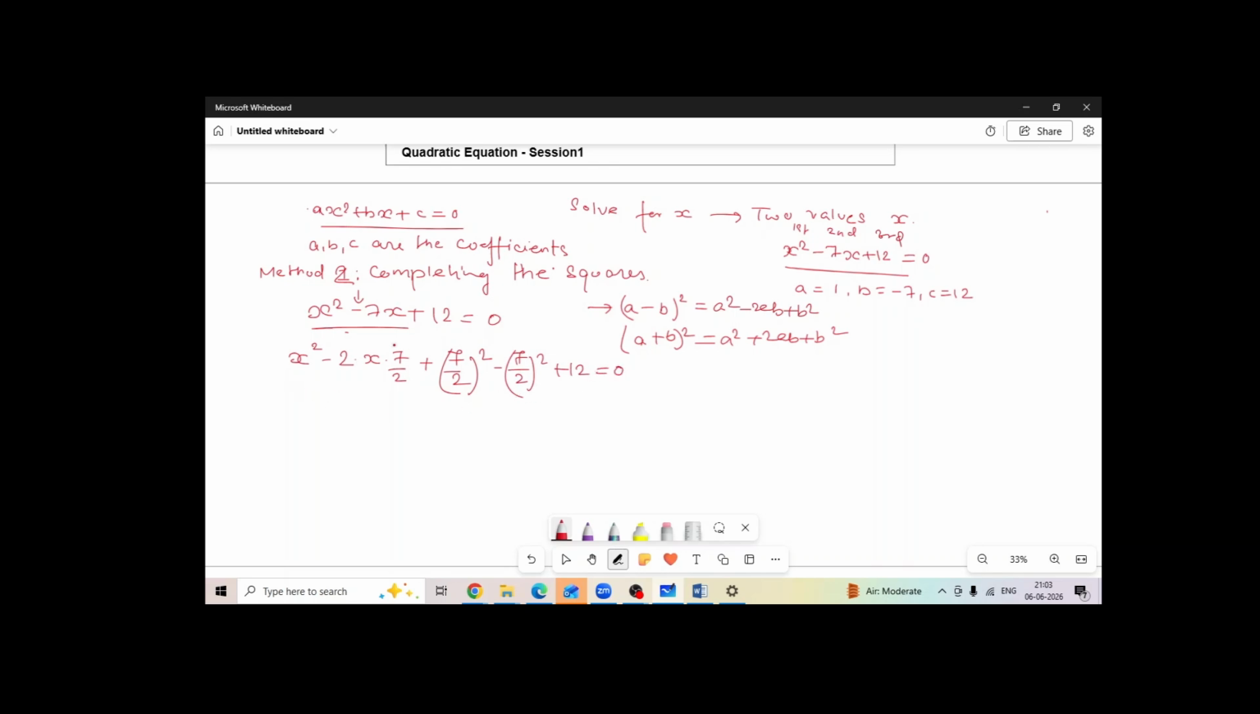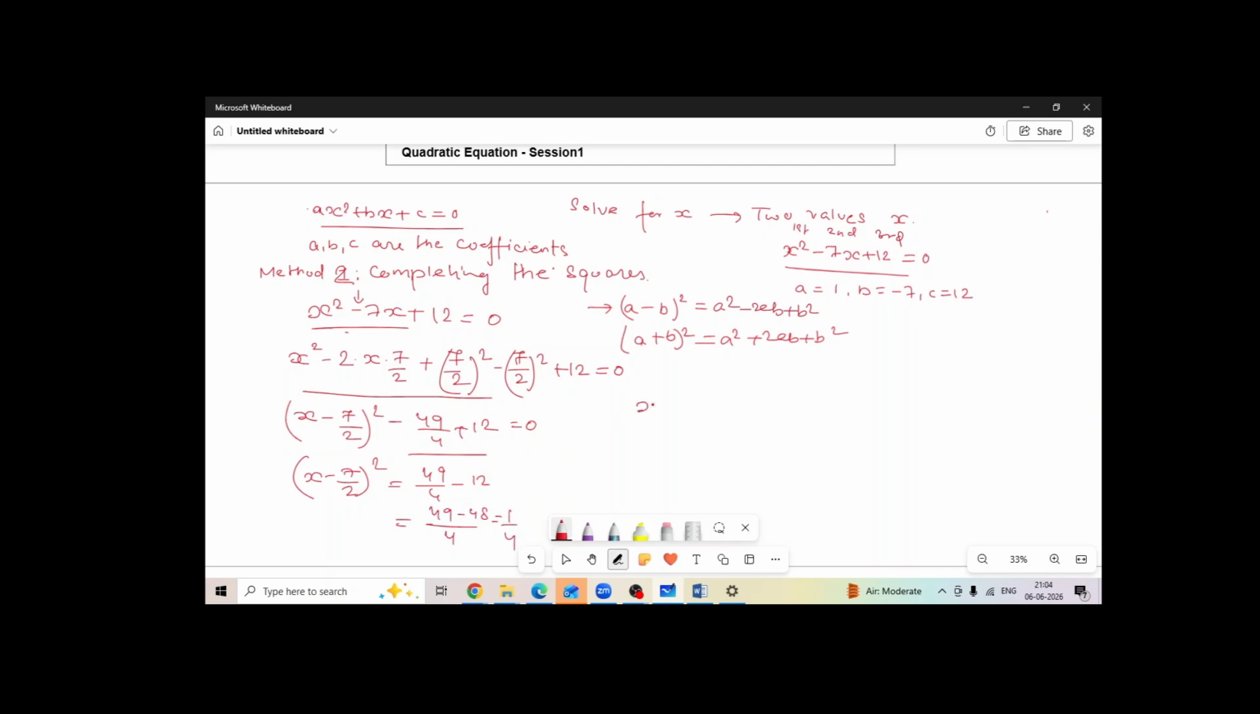If you solve this again, you will arrive at x square minus 7x plus 12. So we have not changed anything. We have introduced something and then subtracted the same thing to keep the equation the same. Now this part of the equation can be written in the a minus b whole square form, then minus 49 by 4 plus 12. Now we can take these two terms to the other side of the equation. So x minus 7 by 2 whole square equals 49 by 4 minus 12. If you take LCM 4, this will be 49 minus 48, this will be 1 by 4.